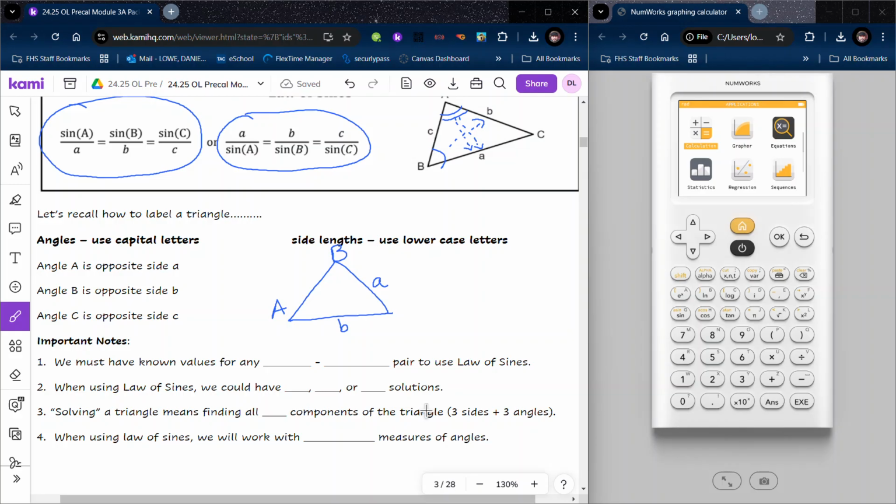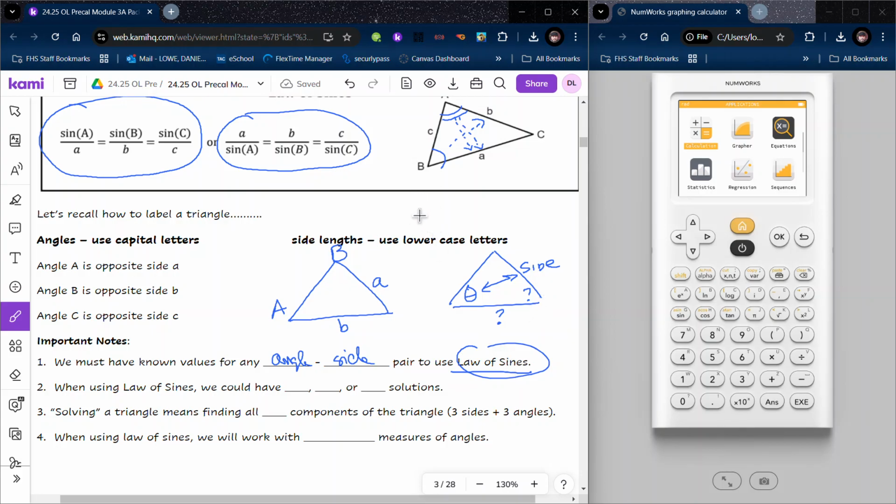Important notes: you have to have a known value for any angle-side pair to be able to use the law of sines. So if I have an angle and I have a side, as long as I have this pair, then I can use the law of sines with one other piece of information. So if I was given another angle or another side, then I could use the law of sines.